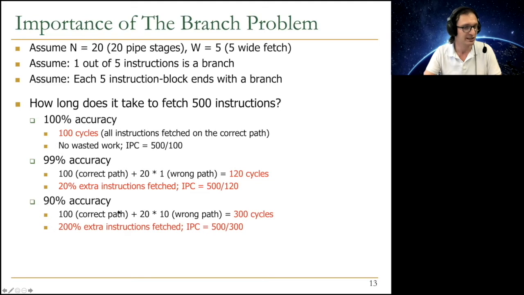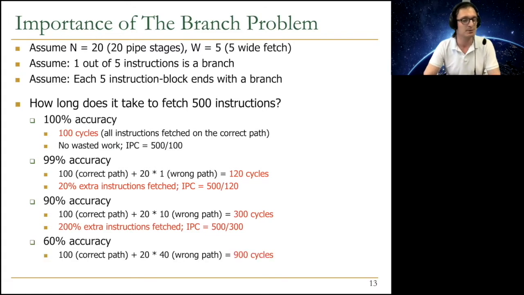You can see from the ratio over here, 100 cycles are spent on the correct path, 200 cycles are on the wrong path. Now my fetch IPC is 500 divided by 300, 1.6, which is much worse, 3 times worse than the perfect IPC with perfect branch prediction. Okay, now you can go to the exercise.